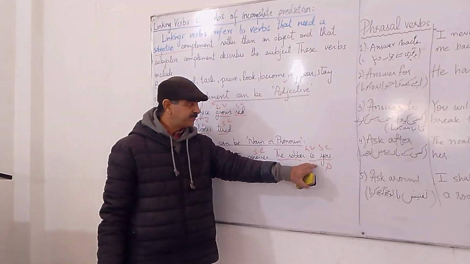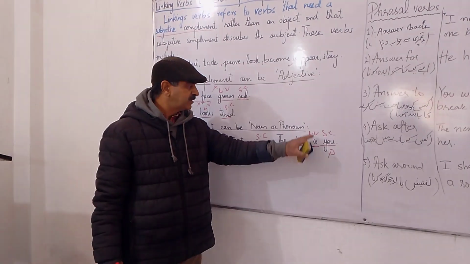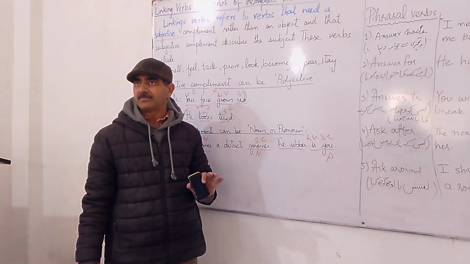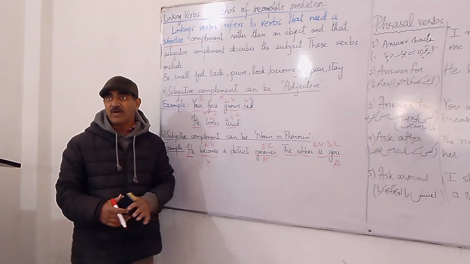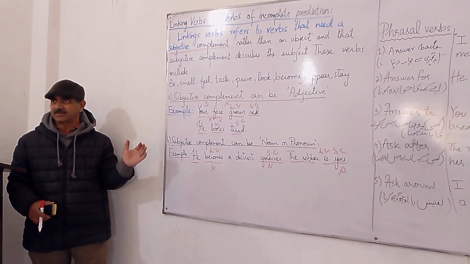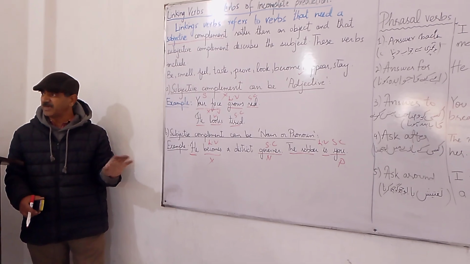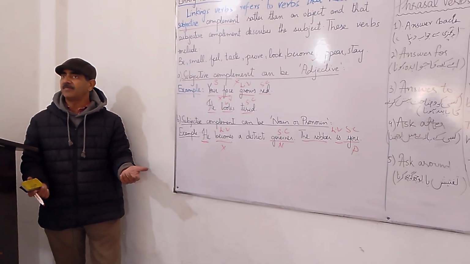So if we cross it out, the robber you, does it make sense? Yes. If you want to identify a linking verb, just cross it out and read the sentence. If it loses the meaning, it means it is a linking verb. Clear?